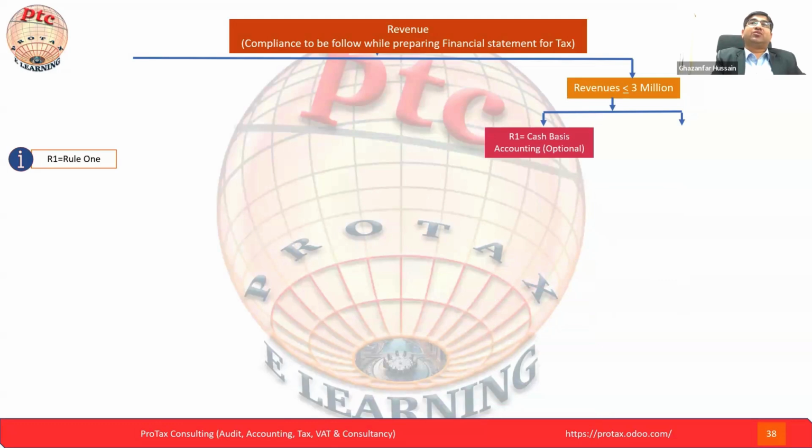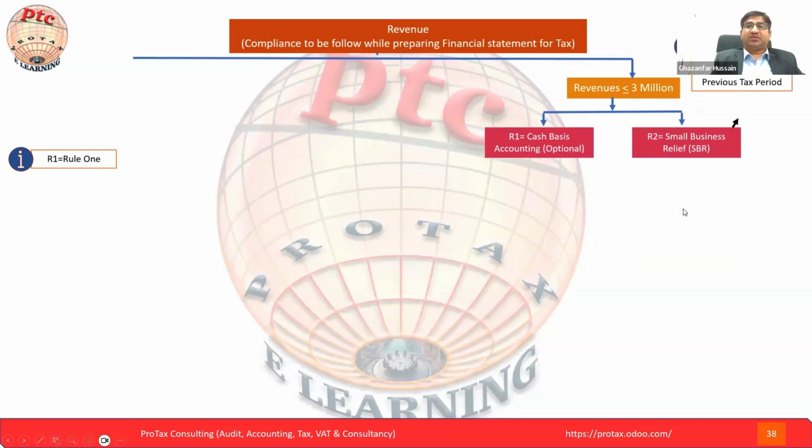The first rule is the option that we can use cash basis accounting. In the previous session, we already discussed the cash basis and the accrual basis. Now, from the small business relief perspective, if our revenue is less than or equal to 3 million, we can avail the small business relief, and this is available till 31st December 2026, for whatever accounting period or tax period comes up to 31st December 2026. And the second, we will understand the additional application.